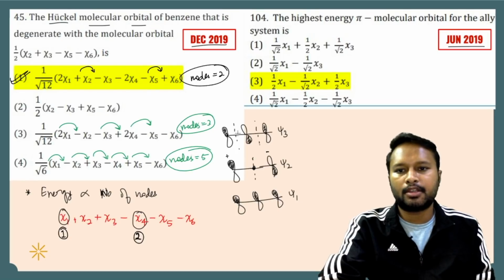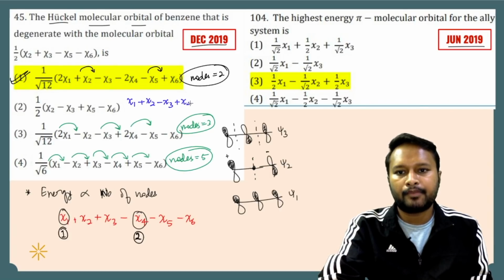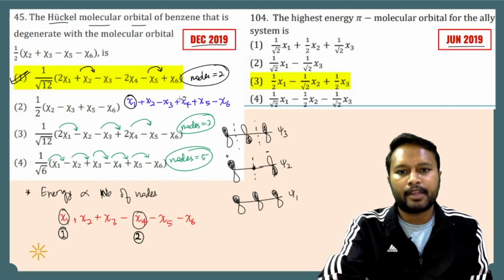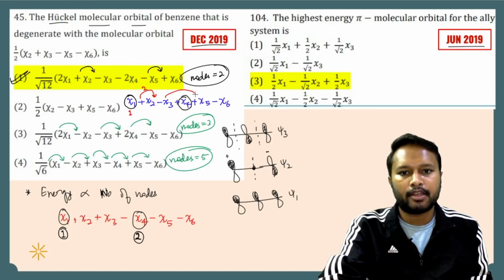If you look at option number 2, you can write it down like this: chi1 plus chi2 minus chi3 plus chi4, and then plus chi5, and then minus chi6. Now see how many nodes you are getting. Chi1 and chi4 are missing, but the sign has changed here once, from plus to minus. So one node here, the second node is here. Then again from minus to plus, so again one node, because of this missing one. So the third node, and then again from minus to plus the sign has changed.